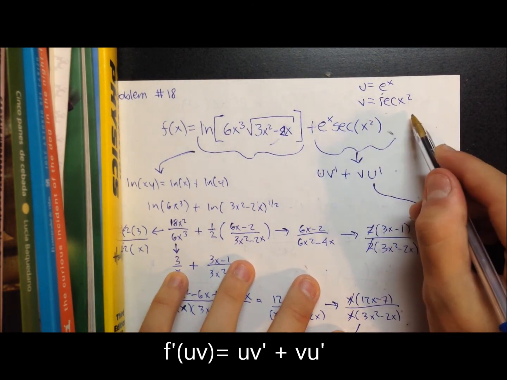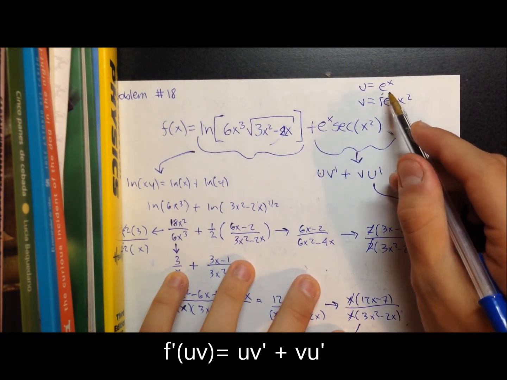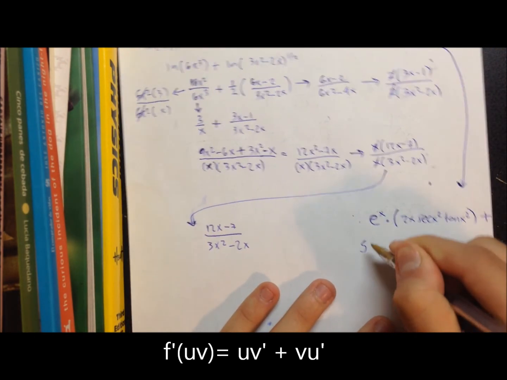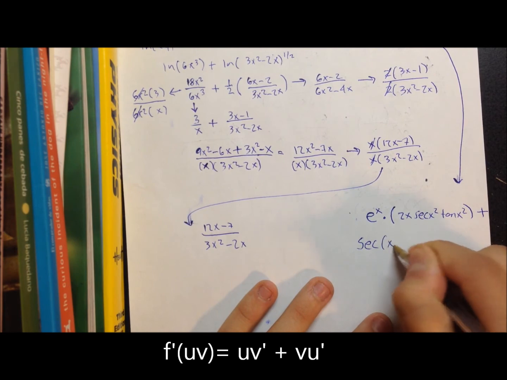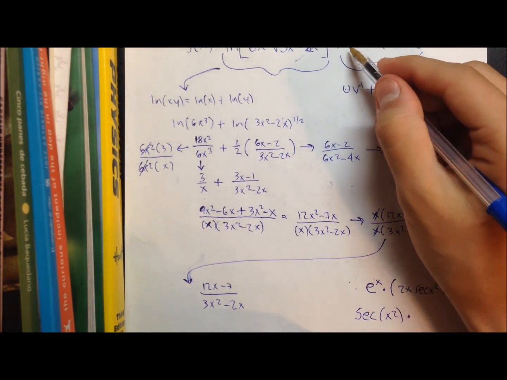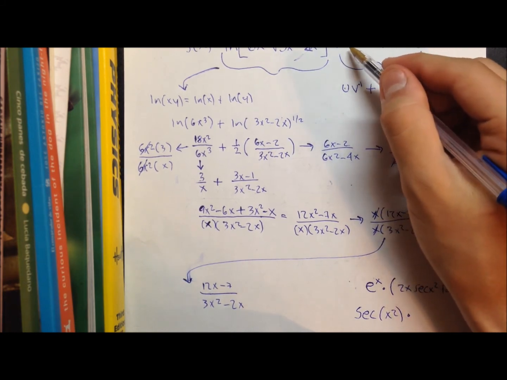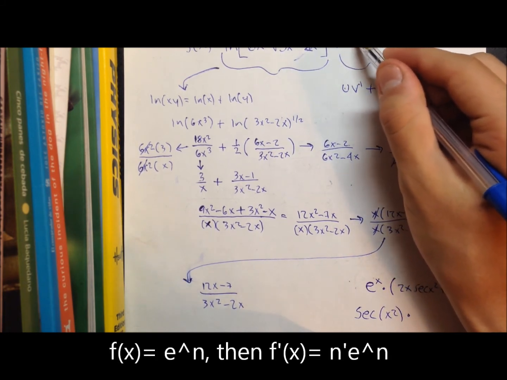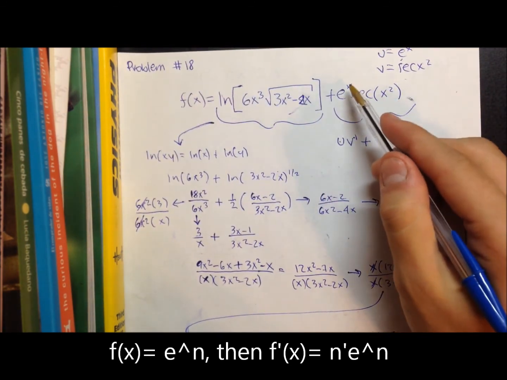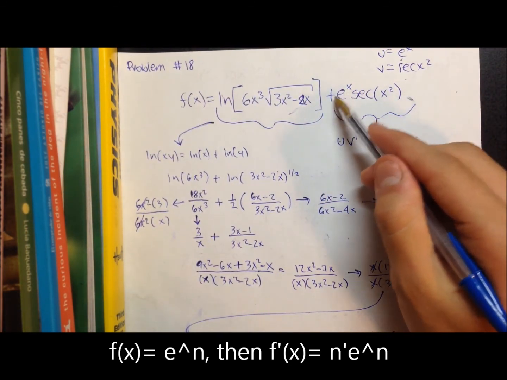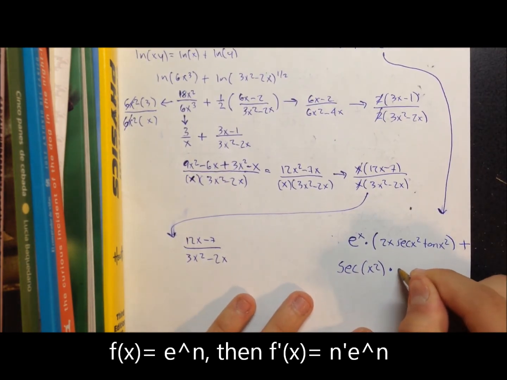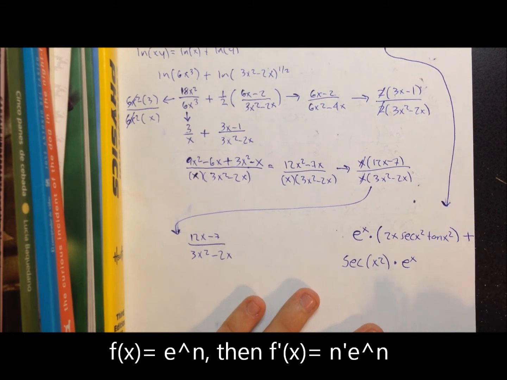So it's v as it is times u prime, e to the x power prime. So it's v, which is secant of x squared, times, and how do we get the derivative of an exponential equation? We need to find the derivative first of the exponent. In this case, it's 1. Since the derivative of x is 1, here it's 1, and we multiply by e to the x power. So 1 times e to the x power is e to the x power.